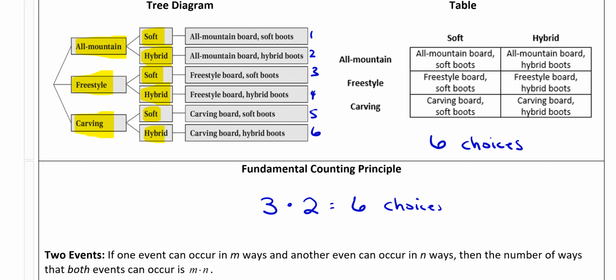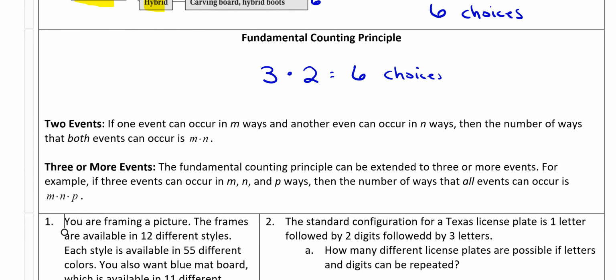You can actually see this really well in the table because this looks very much like a multiplication table. You'd multiply all mountain times soft and so on and have 6 choices. That's simply what the fundamental counting principle says. Just multiply them together and you'll get the same answer. This works for 2 events. If you have 2 events, you simply multiply them together, but it works for as many events as you have. Let's say you had 3 events, it would be m times n times p. If you had 4 events, you just keep multiplying them together.